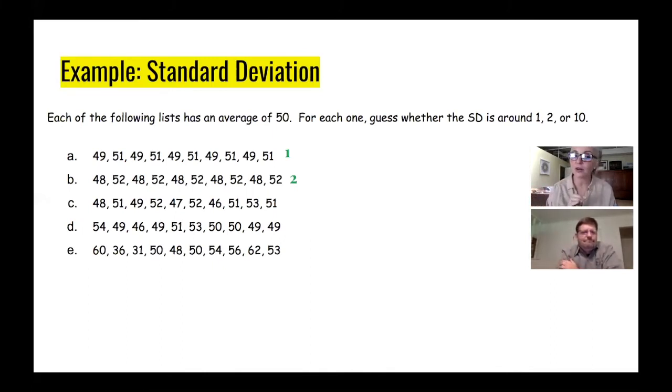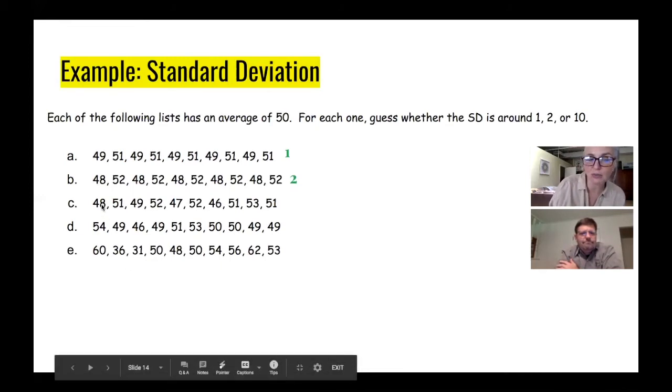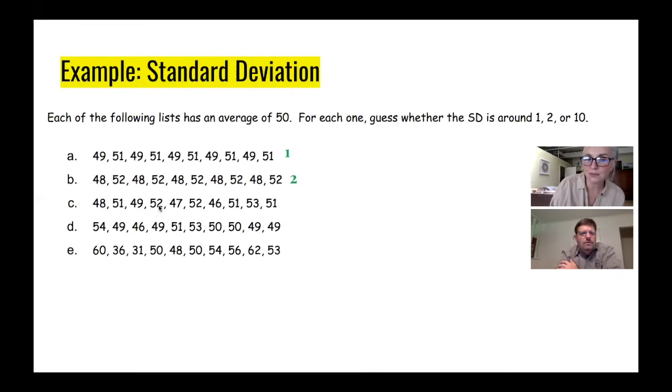48, 51, 49, 52, 47, 52. So if we start looking at the deviations from the mean of 50, this is 2, this is 1, this is 1, this is 2, this is 3, this is 2, this is 4, so on and so forth. What do you think, Mr. Bobby? 1, 2, or 10? Well, they are all more than 1, so I'm guessing it's about 2. Yeah. They're a little bit farther away than 1, so that's got to be about 2.